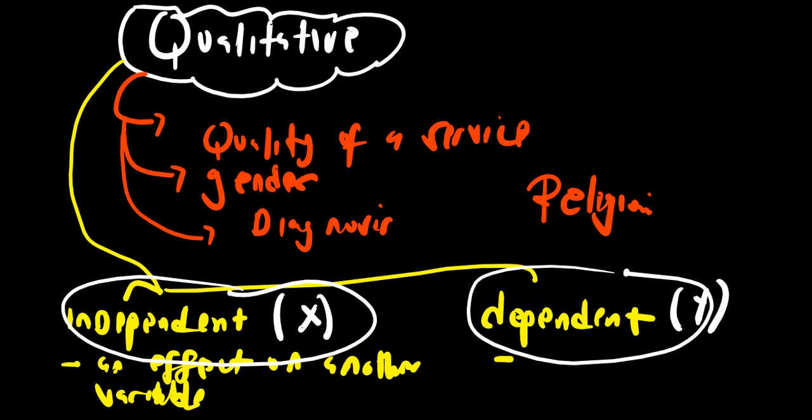So the x being the one that initiates, it will be independent. Without the x, you are not going to have the y. Therefore the y depends on the x for it to exist. That's what we are talking about: independent variables and dependent variables.